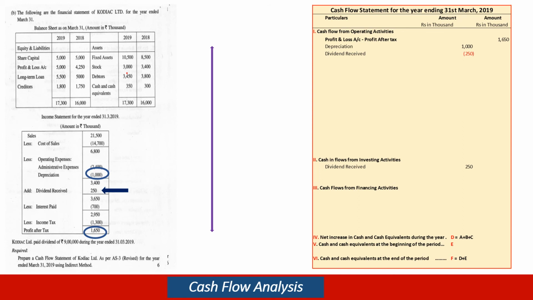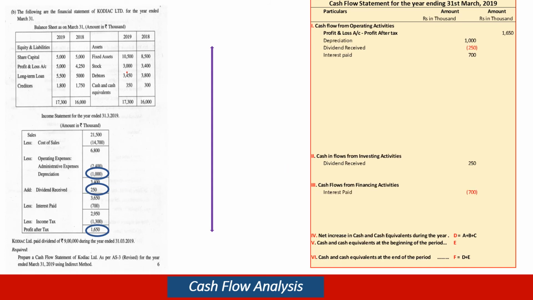Now we will take dividend received. Dividend received is not an operational item. It was added before. We will deduct it, and dividend received pertains to investments. Therefore, we will deduct from here and we will add here. With that, dividend is covered.